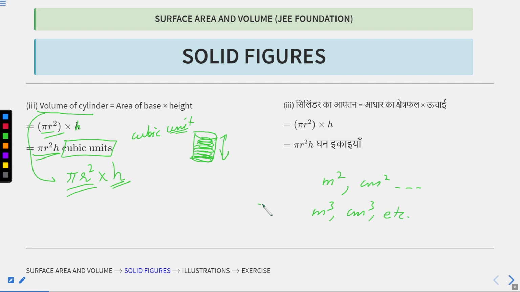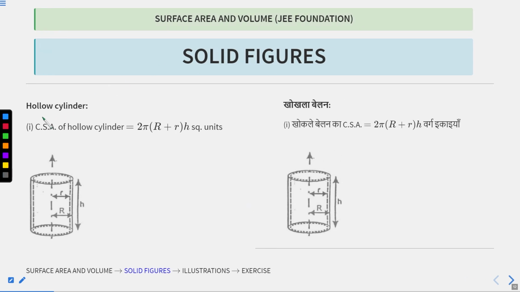Okay, now let's move to next. Now we will be talking about the hollow cylinder. What do we mean by hollow? Hollow means empty. We know the cylinder looks like a drum. So a drum is like this. Now what do we mean by hollow cylinder?